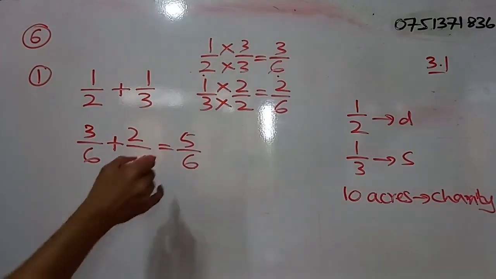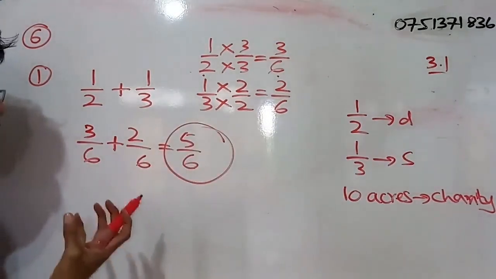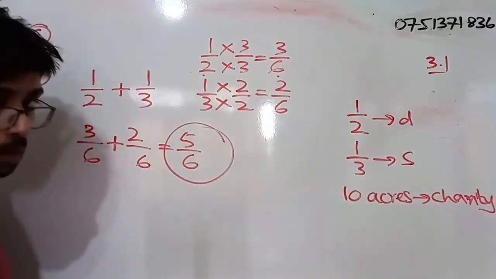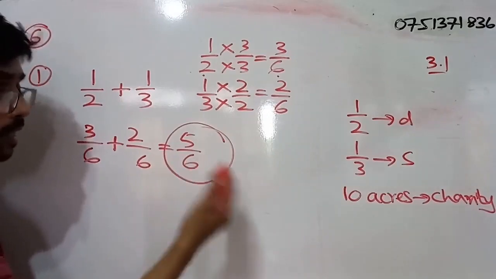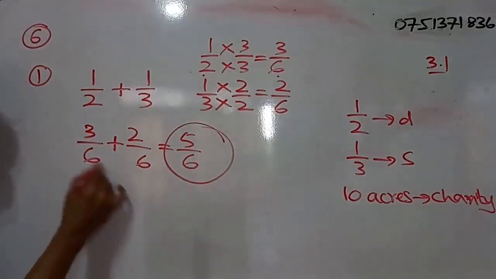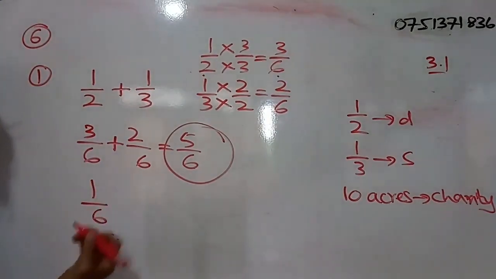Right. So what is this fraction? This is the total amount of land which went to the daughter and the son of Muhammad as a fraction. Then what is the remaining amount? 1/6, no? So what has happened to this? It has gone to charity. Right. So this will be the answer.